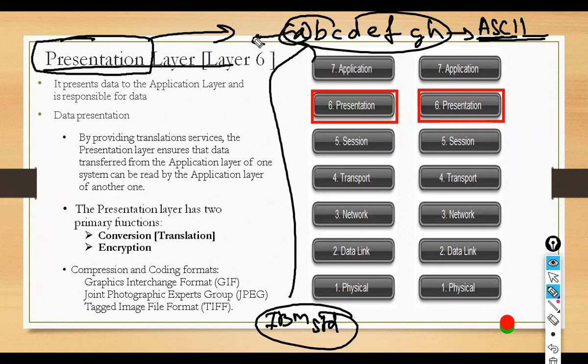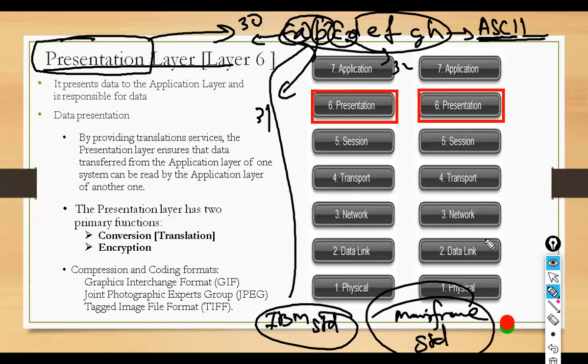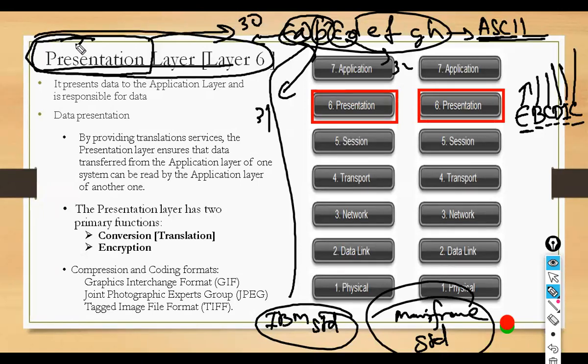Maybe A will be represented using a number. I really don't remember the number. Suppose it's 30, then B will be represented using 31 or something, C as 32 or something. Some numbers will be used for representing these alphabets. Similarly, if the computer is of mainframe standard, another representation is used. It is called EBCDIC, Extended Binary Coded Decimal Interchange Code. So how to represent the data is what is mentioned in the presentation layer.